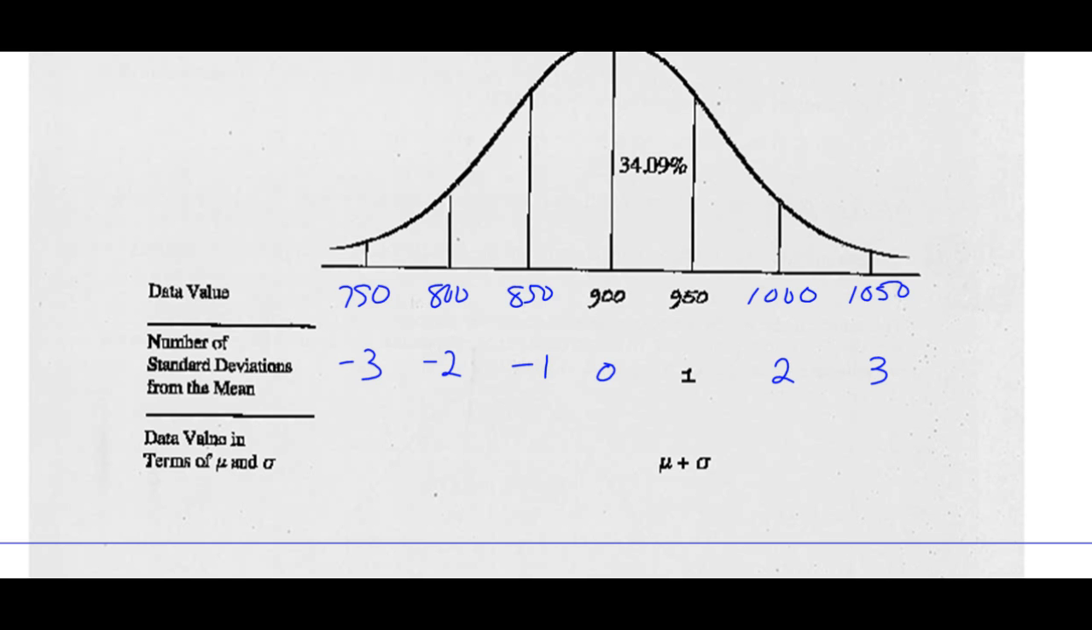Data values in terms of mean and standard deviation. Well, 900 is the mean. 950 is the mean plus 1 standard deviation. This is the mean plus 2 standard deviations, and the mean plus 3 standard deviations. Same thing going the other way. The mean minus 1 standard deviation, the mean minus 2 standard deviations, and the mean minus 3 standard deviations. All right.